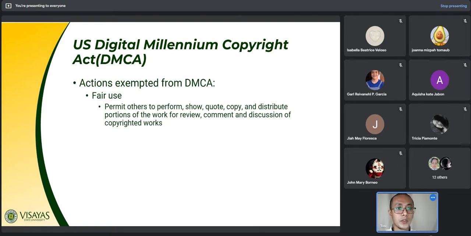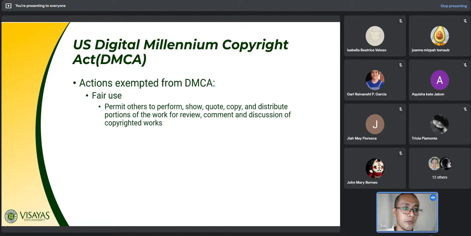When you try to use this article, class, for discussion, like teachers, and teachers class, they are exempted from the DMCA because we are using these articles for educational purpose. Pero bisan pa class, or we are using this for educational purpose, we always have to cite the reference kung asa gikan. Okay? That's fair use.